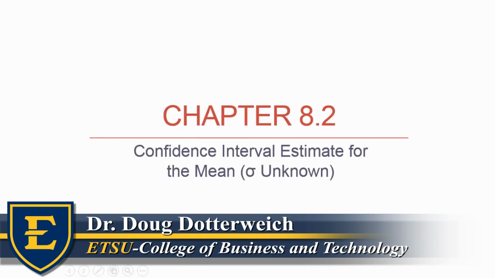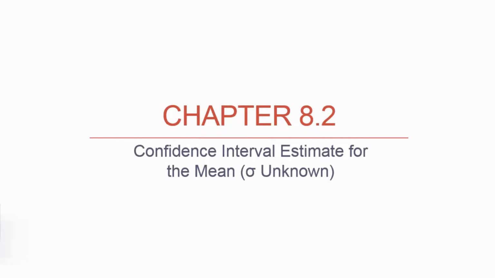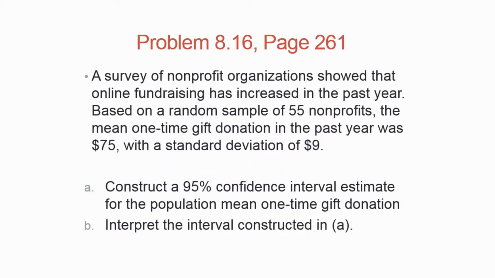This is video example problem 816, and it's from section 2 of chapter 8. The type of problem is called a confidence interval estimate for the mean where sigma is unknown. Most of the time sigma is unknown, so this is a pretty common kind of problem. It's found on page 261, problem 816 of the chapter, so you can follow in your book as well, or you can just look at it here on the screen.